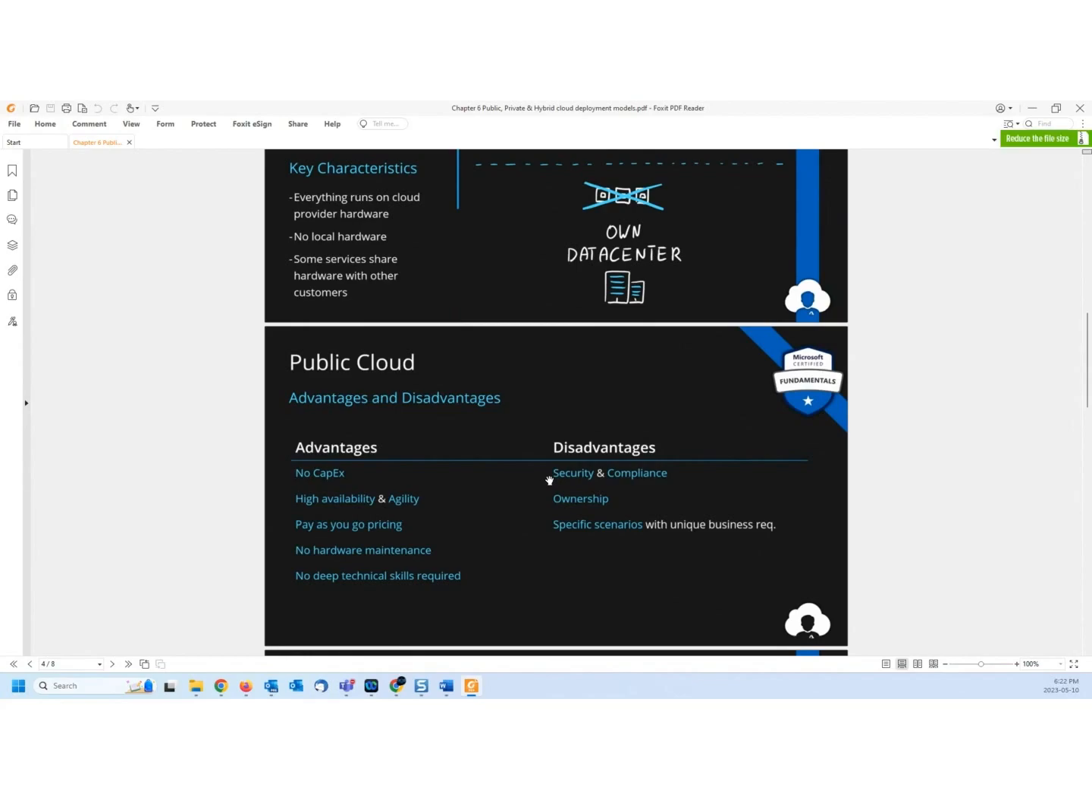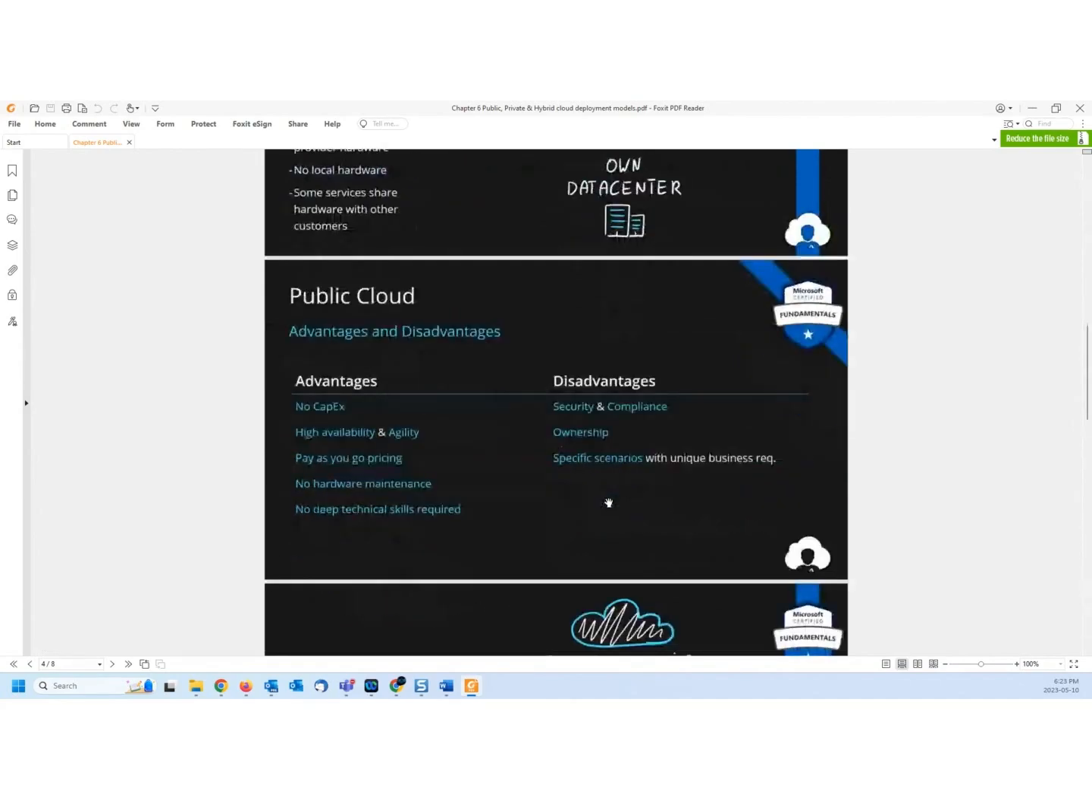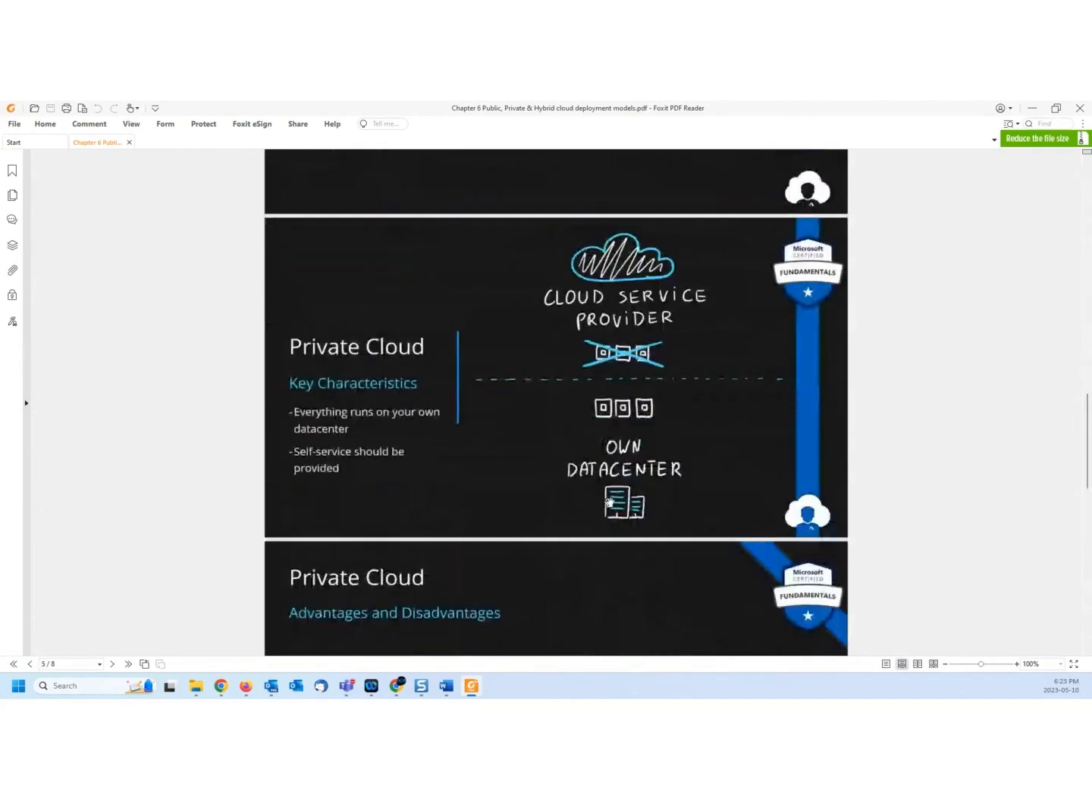With public cloud, we all know there is no capital expenditure, high availability and agility, a pay-as-you-go model, no hardware maintenance, and no deep technical skills required. So this is the public cloud with its advantages for all those subscribers who subscribe for services. On the other hand, on the private cloud, we set up our own data center.